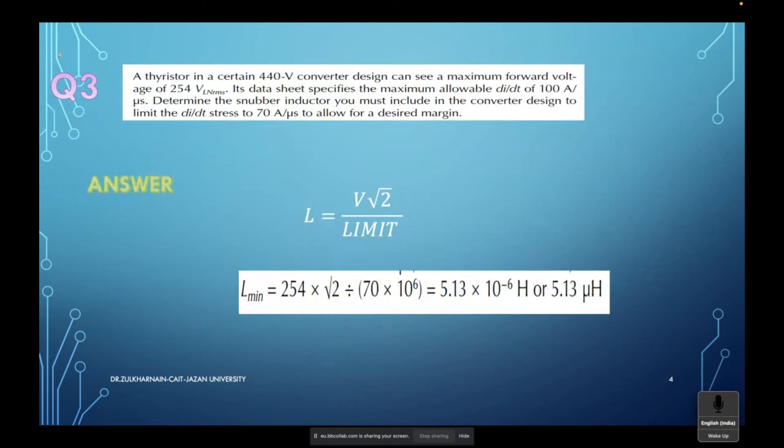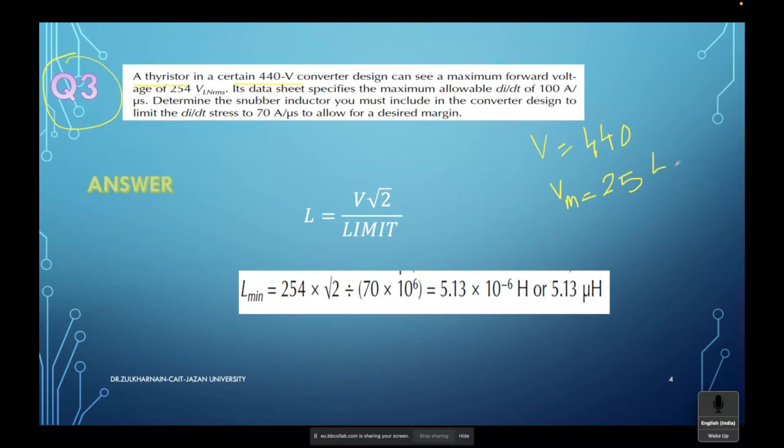Okay, then we go to question number 3. In question number 3, he is using a thyristor and he has a voltage here. Once you get that, write down how much you have. He has given V is equal to 440, and he has a maximum voltage of something like 254. So this is the maximum voltage, V max. That is equal to how much?